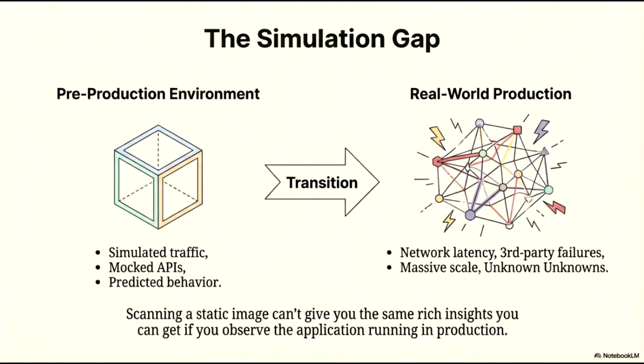In a pre-production environment, everything is controlled and orderly, represented here by the simple structured cube. We rely on simulated traffic, mocked APIs, and predicted behaviors to ensure our code functions within a safe, sterile bubble. However, as we transition into real-world production, this simplicity evaporates.